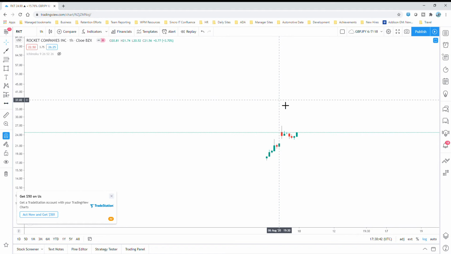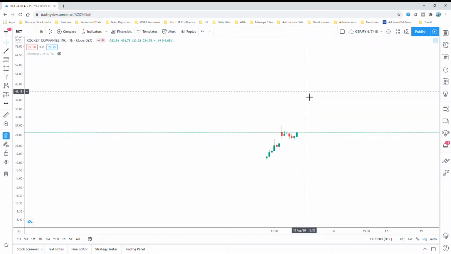Just chiming in. Gonna do a quick analysis on Quicken Loans, Rocket Companies stock. A lot of people are looking to invest if they didn't already get into this game. So I'm gonna do a quick analysis of it because I've been getting questions about it a lot. So I'll do this real quick. Video shouldn't be too long.